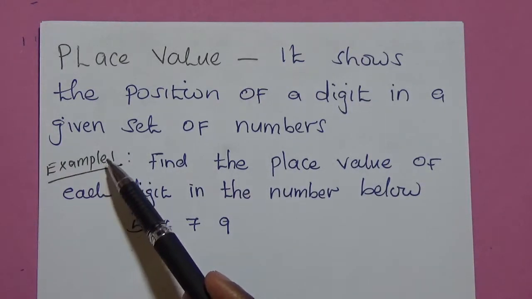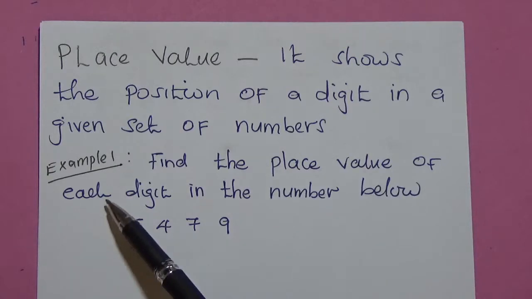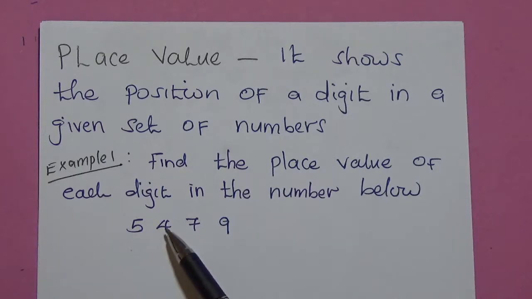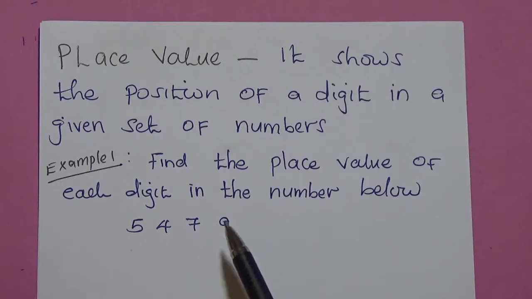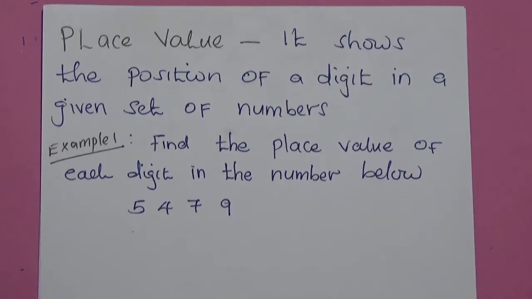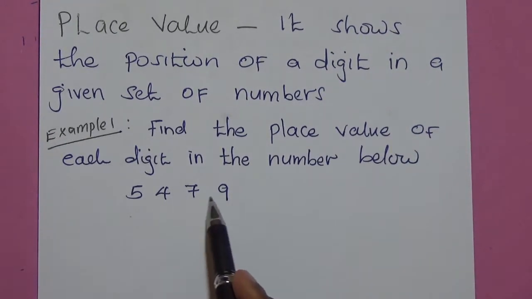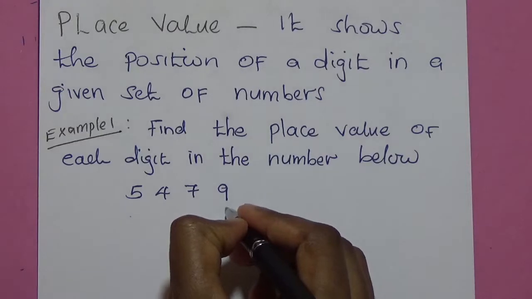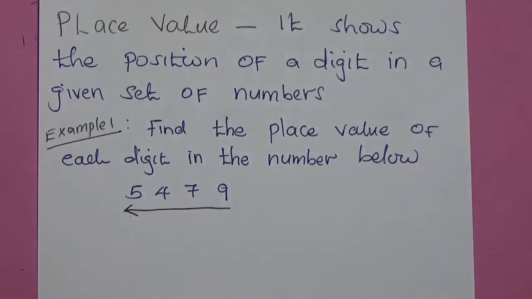In example 1, we are told, find the place value of each digit in the number below. The number we are given is 5479. So this number has 4 digits, which are 9, 7, 4, and 5. So we are supposed to find the place value of each one of these digits. Step number 1. What you need to know is that you always start from the right going to the left. So you allocate the place value of the digit on the right going to the left.